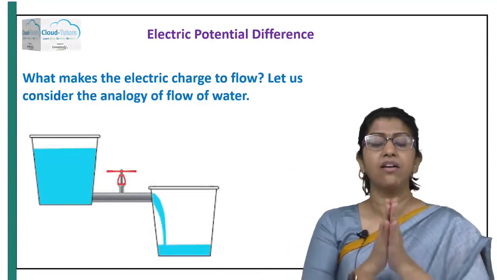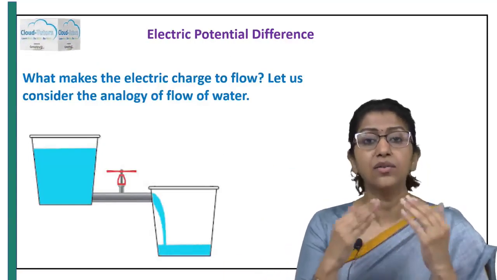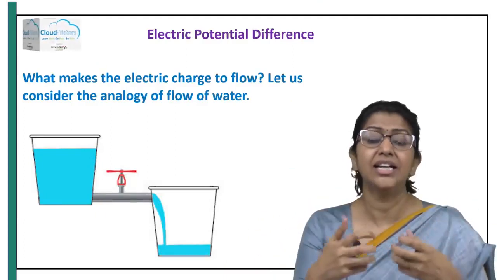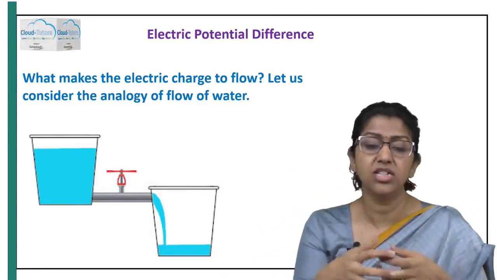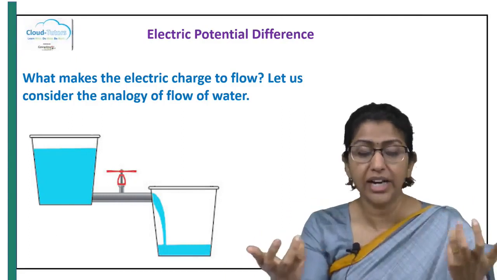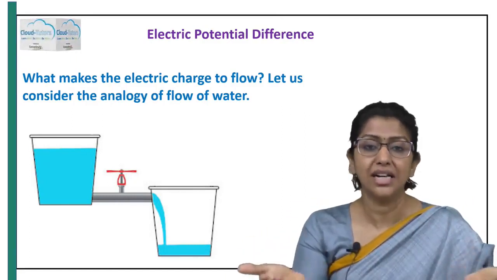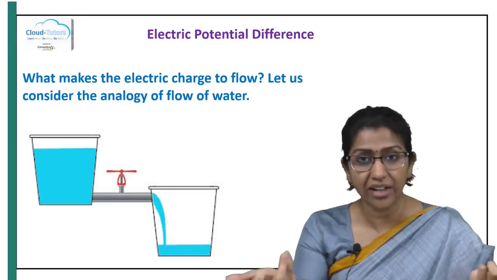Now, whenever we say there is a flow of electric charges, there should be something that is acting on these charges because they are flowing, right? If you look at a bucket of water, obviously you will see that the water is not going anywhere.